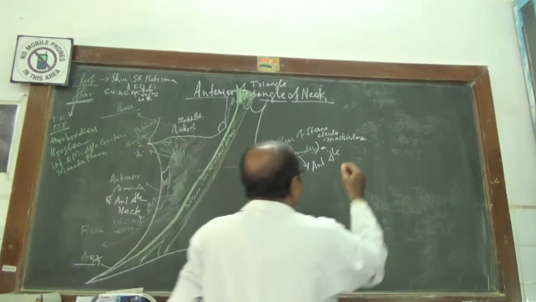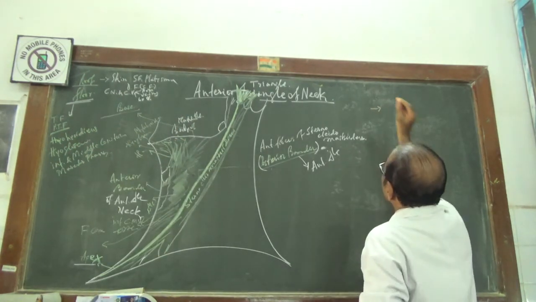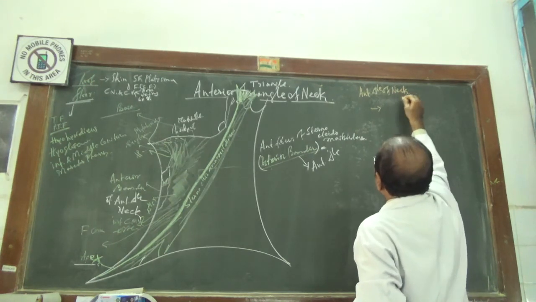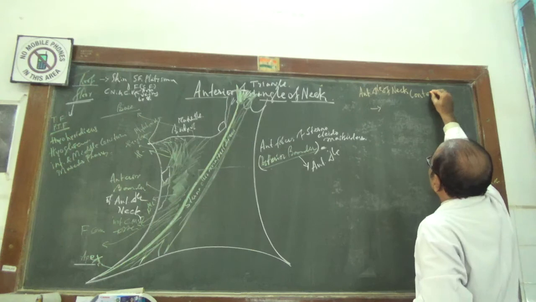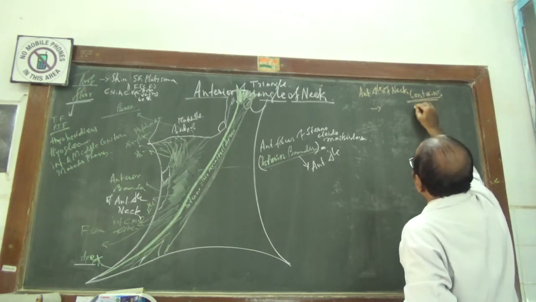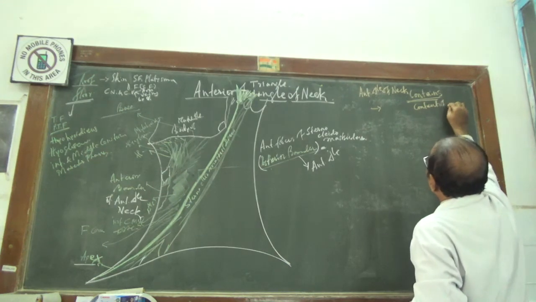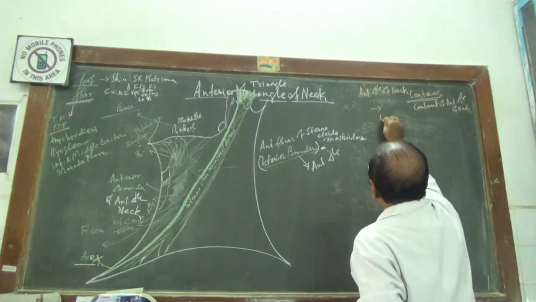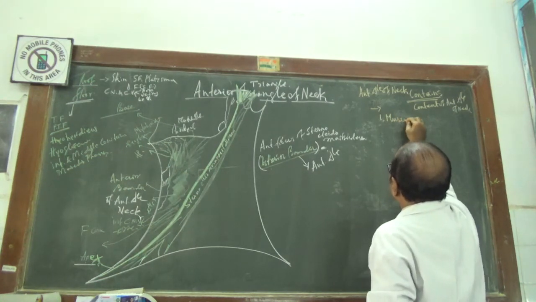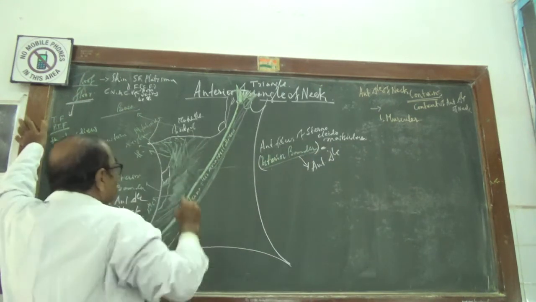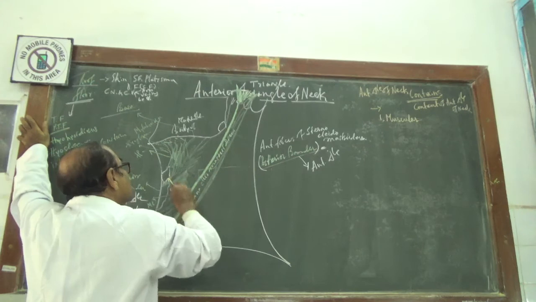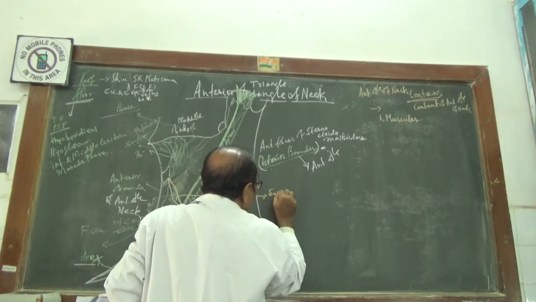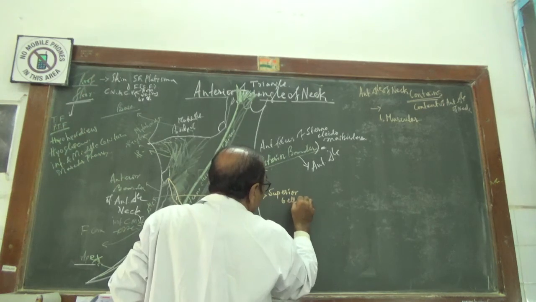Now what is the content of this anterior triangle of the neck? In that, number one, you will have the muscular triangle. So the muscular triangle has the superior belly of the omohyoid.